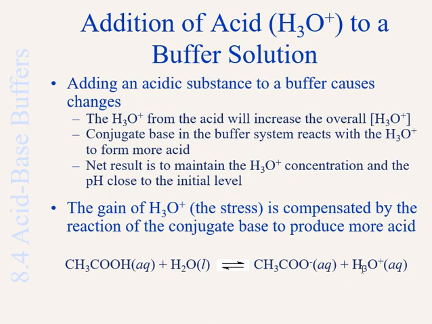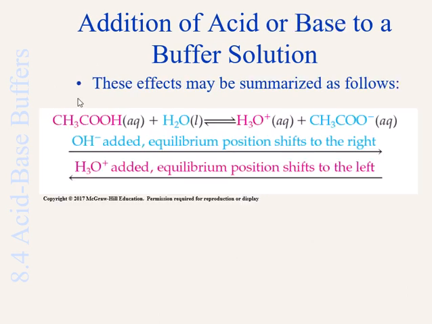Whether we add H3O+ or whether we add OH-, the equilibrium will shift accordingly. If we add H3O+, the equilibrium shifts to the left, consuming the added H3O+. If we add OH-, the equilibrium shifts to the right, creating more H3O+. So here is what happens, color coded. Add OH-, we are consuming H3O+, equilibrium shifts to the right. And if we add H3O+, equilibrium will shift to the left.